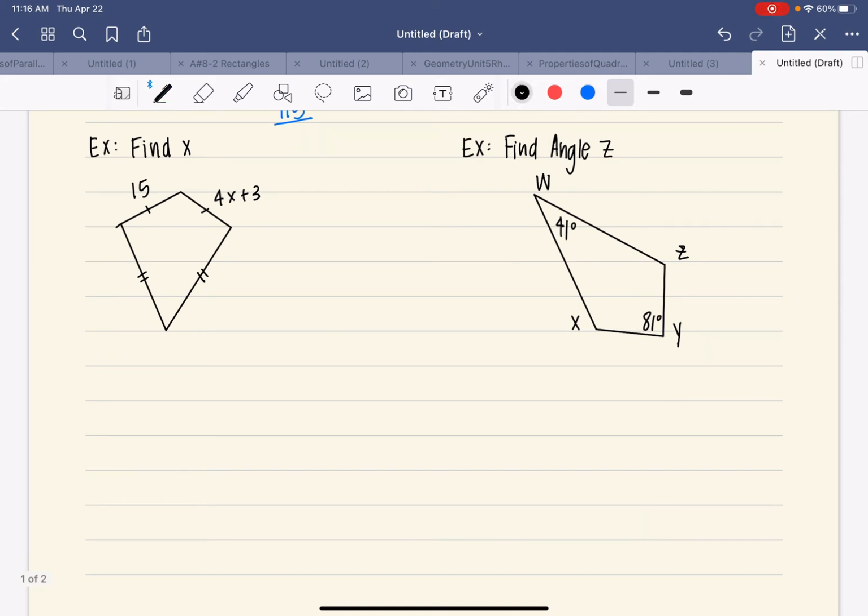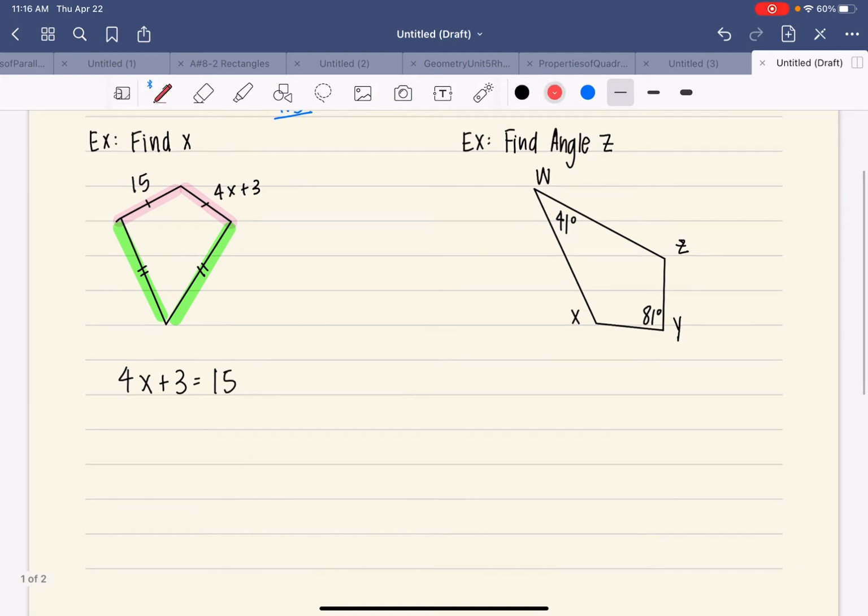In this first example, we want to find the value of x. If we're looking at this kite, and we know it's a kite because the adjacent sides are congruent to each other, then 4x plus 3 will equal 15. That's exactly how I'll set up the equation. So 4x plus 3 equals 15, and then I'll solve. I'll subtract 3. I'm left with 4x equals 12. Then I'll divide by 4. x equals 3.